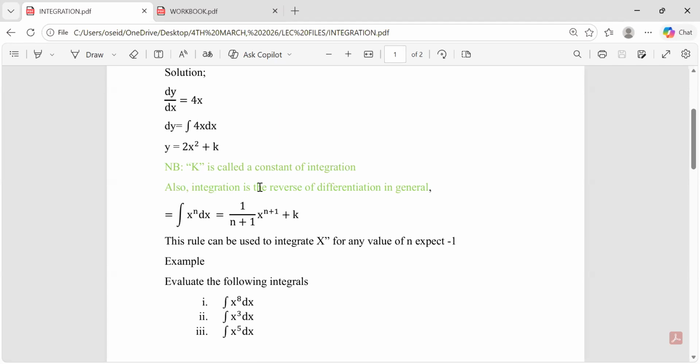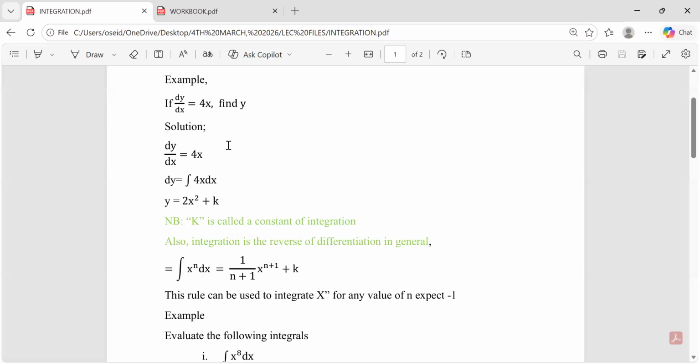Also, integration is the reverse of differentiation in general. Why is it the reverse? Differentiation is subtracting the power and multiplying by the exponent. But for integration, we add 1 to the power, then divide by the new power. That's why we say it is the reverse. So the rule can be used to integrate. If you are to integrate a term, this is the rule.